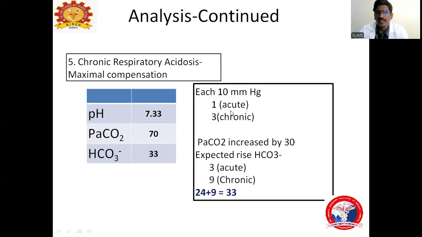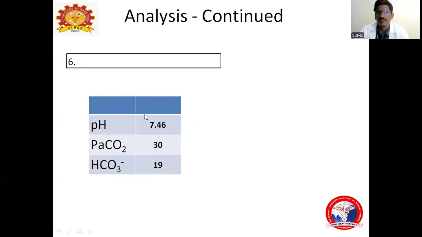So this is for every 10 change, we expect 1 in acute and 3 in chronic. Now from 40 to 70, there is an increase of 30. So we expect 3 for acute, 9 for chronic. So 24 is the basic level. If you apply 9, 33, then this confirms chronic respiratory acidosis with maximal compensation. pH is brought to near normal.